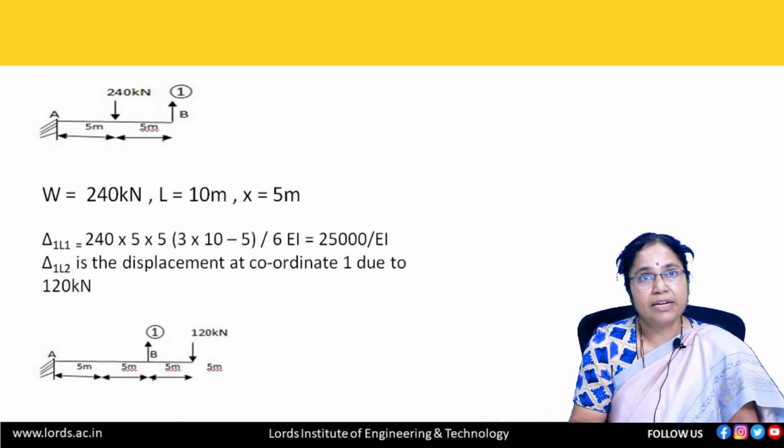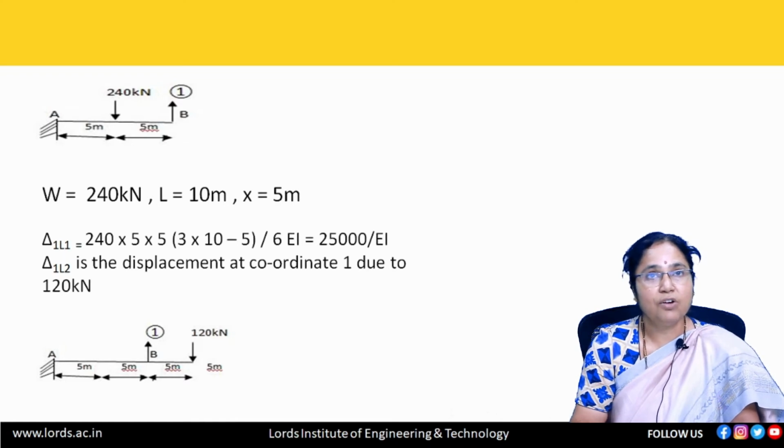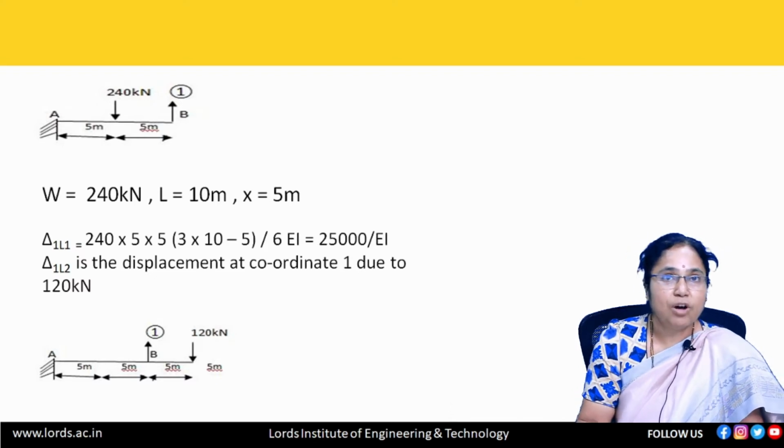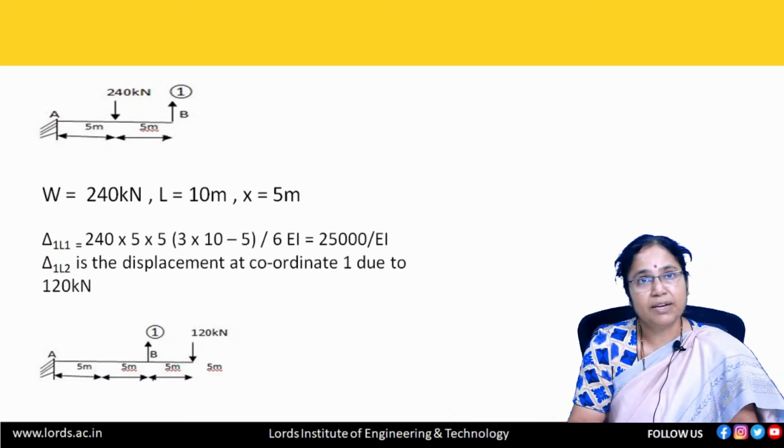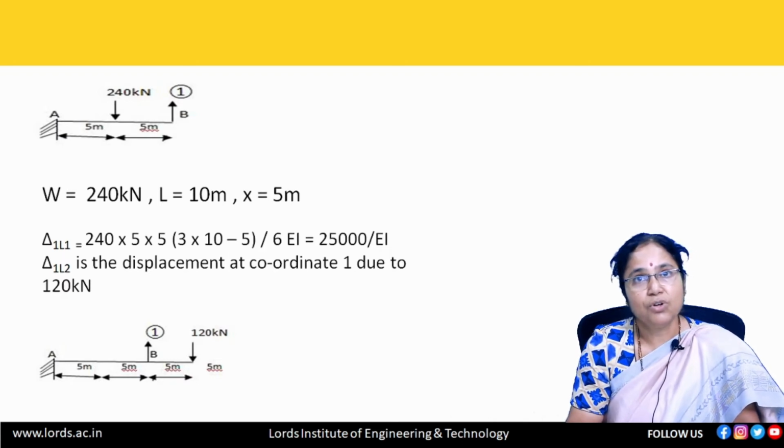So this is a cantilever beam AB. It shows only coordinate 1 and a single point load of 240 kilonewtons. Now what is the displacement at coordinate 1 due to the point load of 240 kilonewtons? That value we are representing as delta 1L1. So the formula for computing the displacement is W x square into (3L minus x). Substituting the values of L and x, where L is 10 meters, x is 5 meters and W equal to 240 kilonewtons, we get delta 1L1 equal to 25000 by EI.